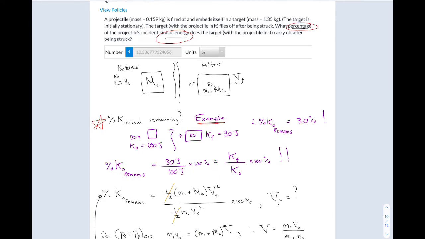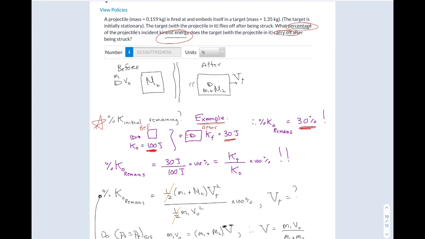So let's say initially you have the bullet moving. Here, this would be my before picture, this would be my after picture. Let's say before the collision, the bullet has 100 joules of kinetic energy. After the collision, remember it's a completely inelastic collision. Much of the kinetic energy is dissipated by kinetic friction force in drilling the hole. So it starts out with 100 joules of kinetic energy. Let's say after that I have 30 joules. What percent remains?